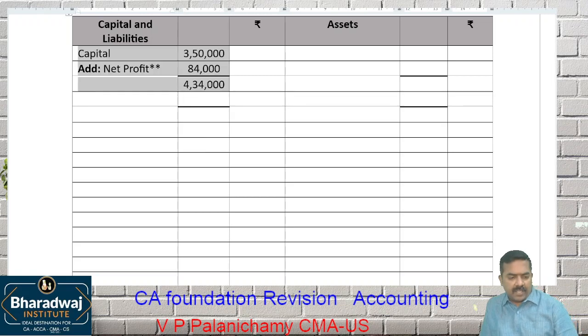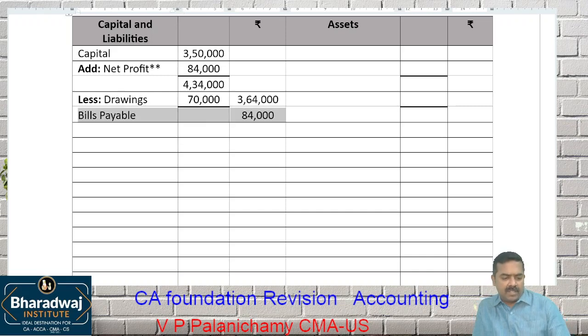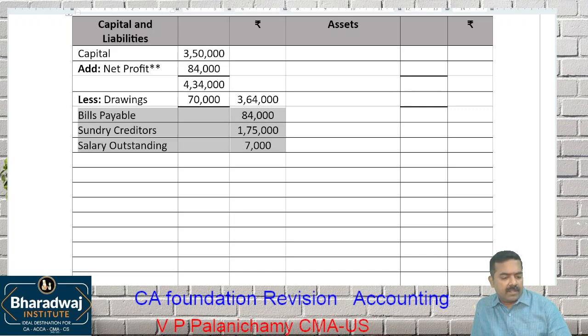Liability side, what will come? Capital add the net profit minus what? Drawings, how much is there? 70,000. So 3,64,000 will come. Then all other liabilities, let it be outstanding interest, creditors, bank OD, loans, all types of liabilities will come. Bills payable, creditors, then salary outstanding, long-term loans, bank OD, all these things will come.